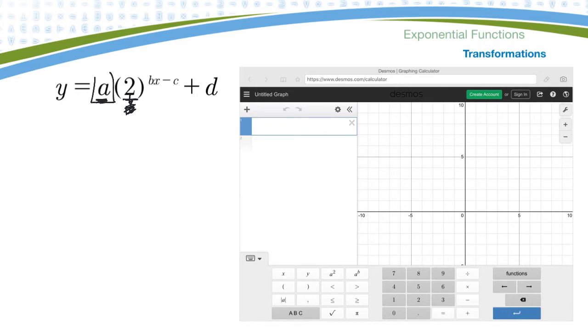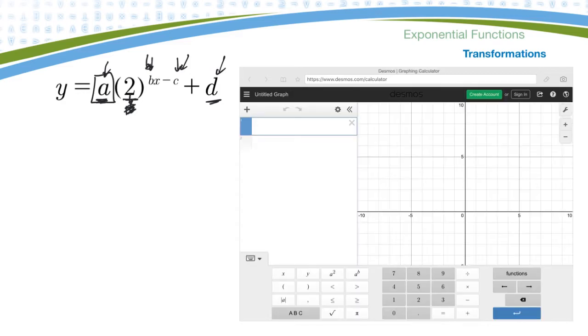So there could be a number out front, in the exponent, and one at the end. As you recall from before, a affects the vertical stretching, and it also reflects the graph over the x-axis. B is the horizontal stretching or squishing. It also allows things to flip over the y-axis. C moves things left or right. D moves things up or down. So let's just try one.